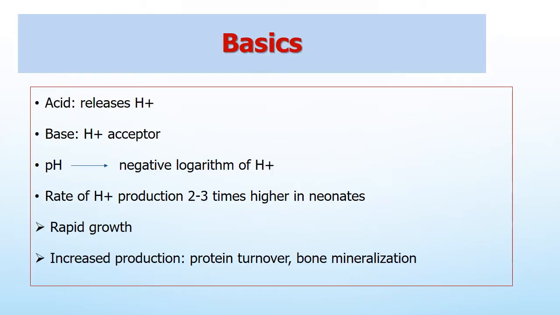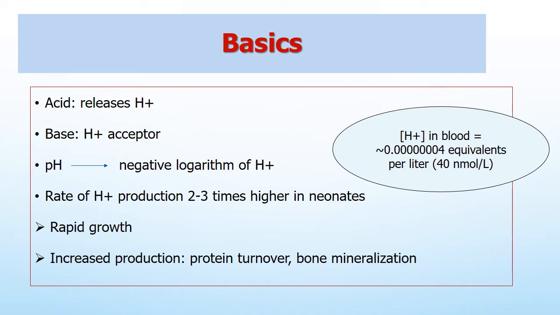Coming to the basics, we all know that an acid is any substance that releases hydrogen ion in a solution, and a base is any substance that accepts the hydrogen ion. Hydrogen ion concentration in our blood is about 40 nanomole per liter. It can be difficult to express it in these units, and hence we express it as pH, which is the negative logarithm of hydrogen ions. And the rate of hydrogen ion production is 2 to 3 times higher in neonates due to the rapid growth and increased protein turnover and bone mineralization.